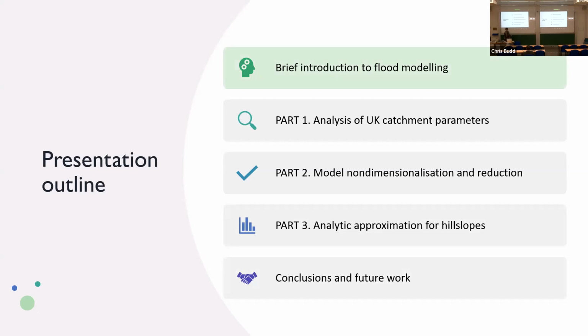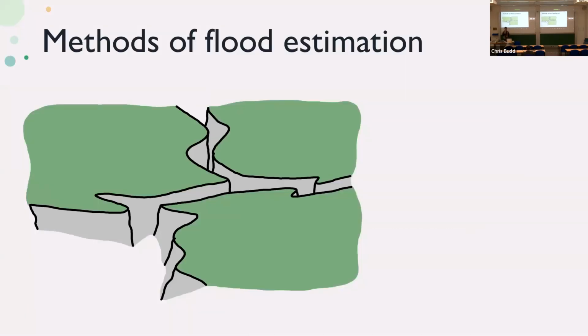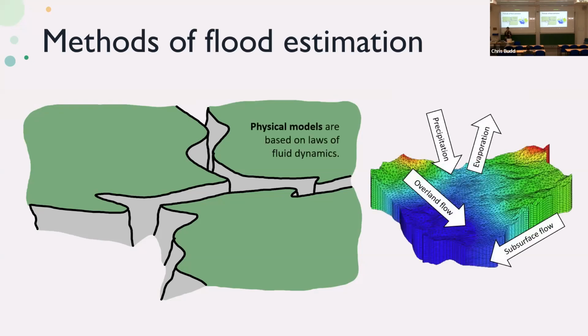So let's start by looking at the models which are currently used. Those models can be divided into three main classes. We have the physical models, which are based on laws of fluid dynamics, describing the subsurface flow and overland flow using PDEs. But those models, first of all, require very detailed spatial data about the area that we want to model. And secondly, they are computationally expensive.